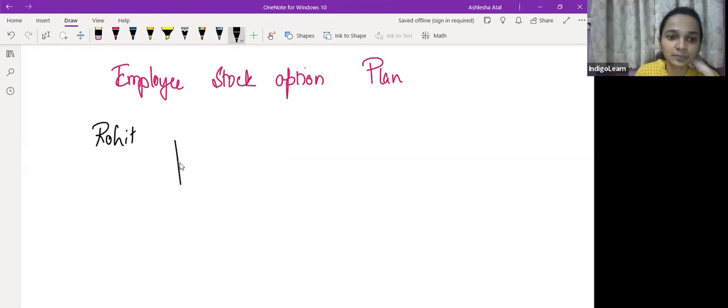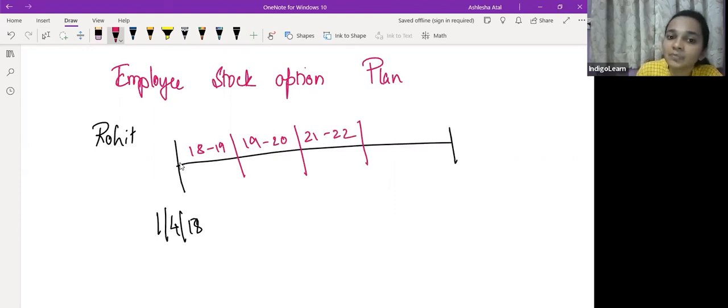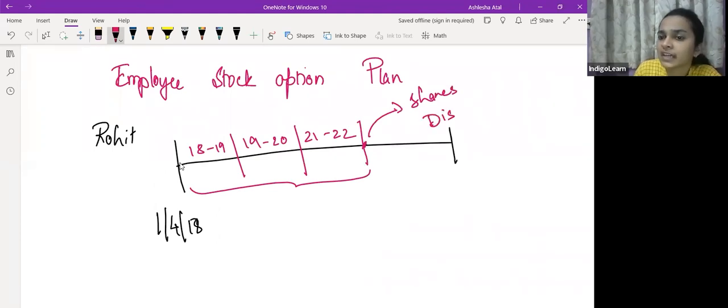Now say for example, on 1st of April 2018 the company issued an employee stock option, and it says that if you continue with us for the next 3 years, this 18, 19, 19, 20, 21, 22, if you continue with us for 3 years, then after 3 years we will give you the right to purchase our shares at a discounted price, at a very less price, at a predetermined price, which is very less than the market price.